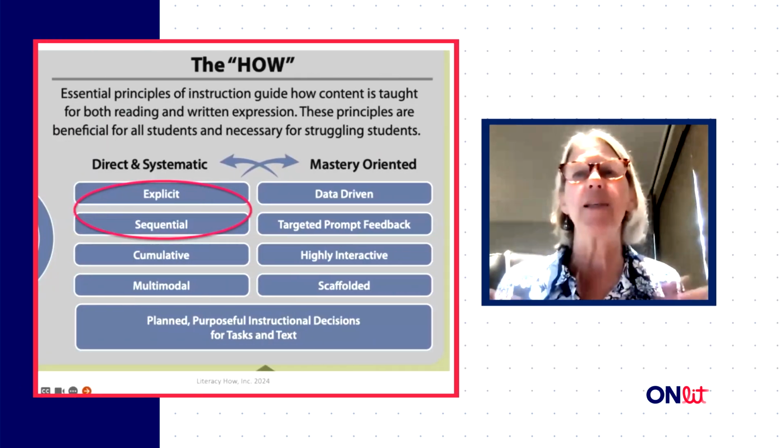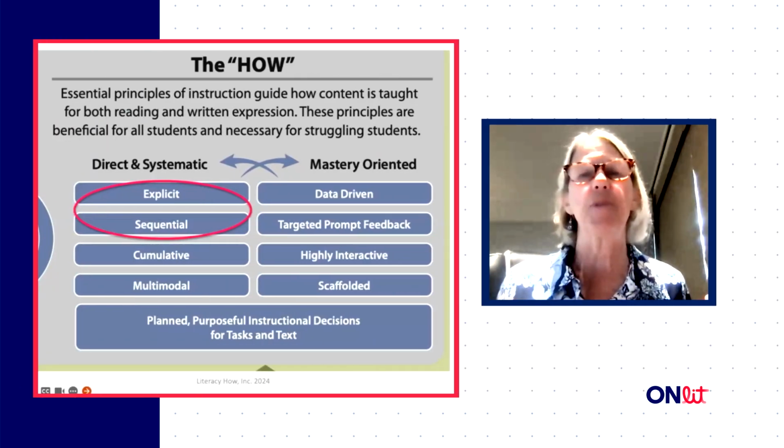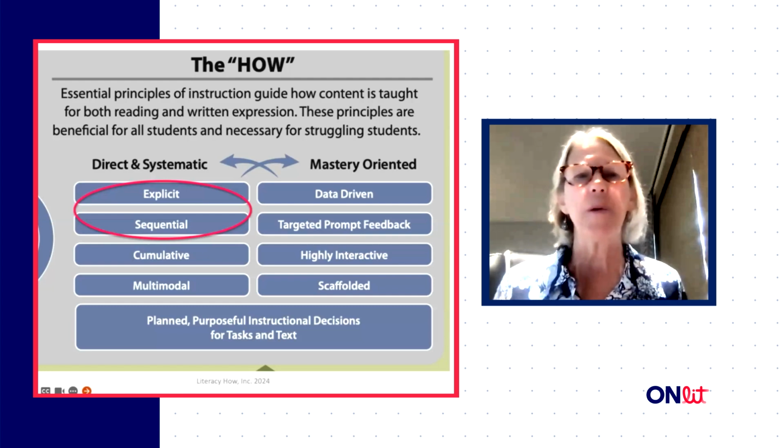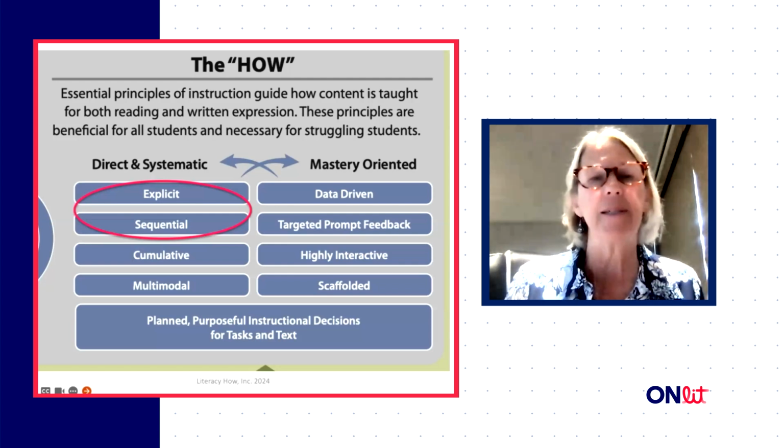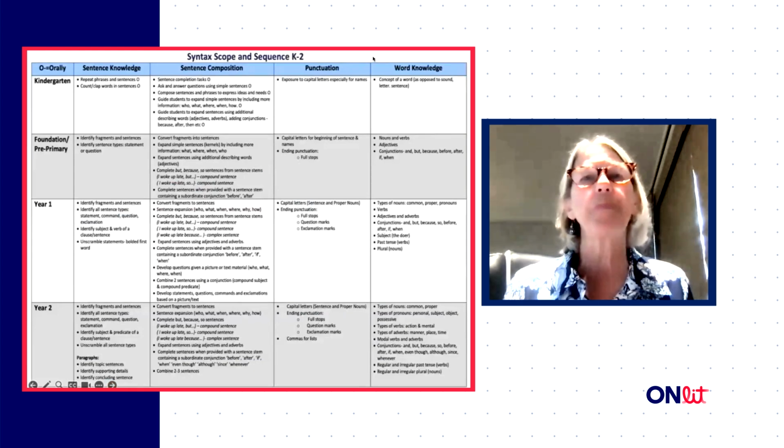So the how has lots of different pedagogical principles that are important. I'm not going to talk about all of these today, but I am going to highlight explicit and sequential because I'm going to keep coming back to these ideas throughout the rest of the morning.